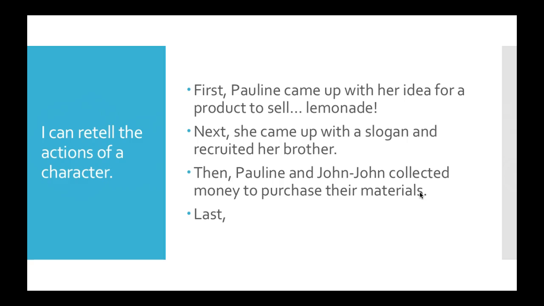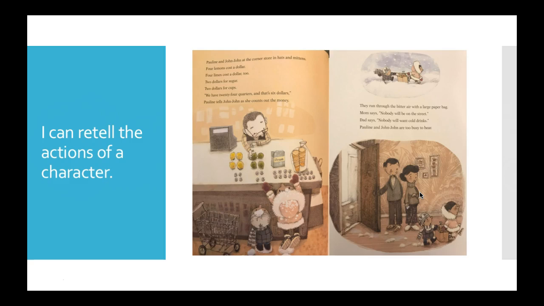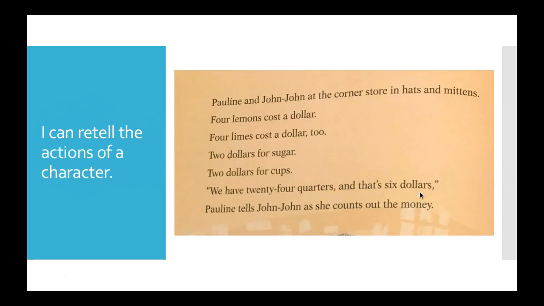We still have one more step at least. So let's look at this. Pauline and John at the corner store in hats and mittens. 4 lemons cost $1. 4 limes cost $1 too. $2 for sugar, $2 for cups. We have 24 quarters, and that's $6. Pauline tells John as she counts out the money.